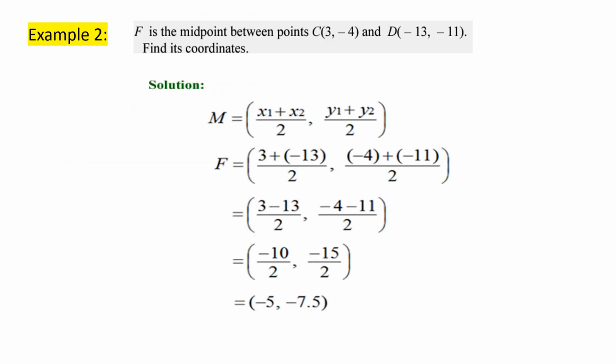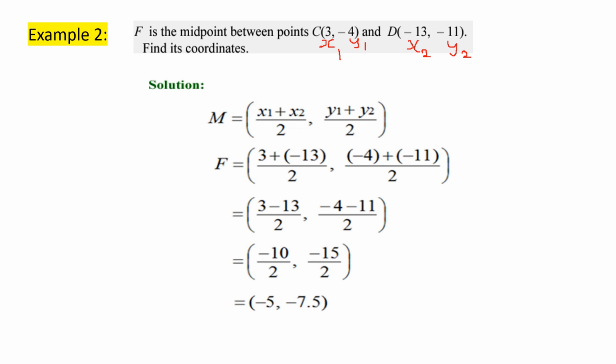The points are given. Okay, same like the previous example, we have the same points. So we need to give names to the points. So what is x1? 3, and y1, it's negative 4. What is x2? Negative 13, and y2 is negative 11. So we should give names to the given points. It is an important thing in the question. Then we should remember the rule.